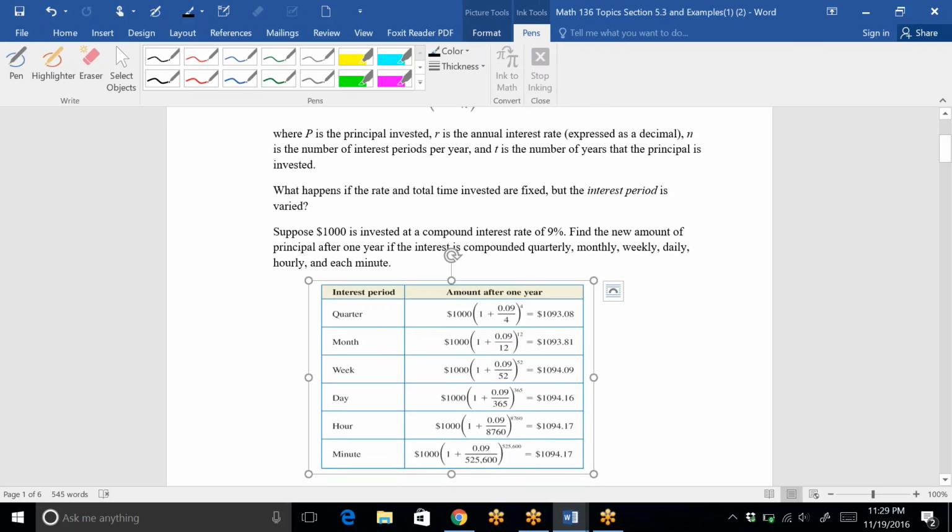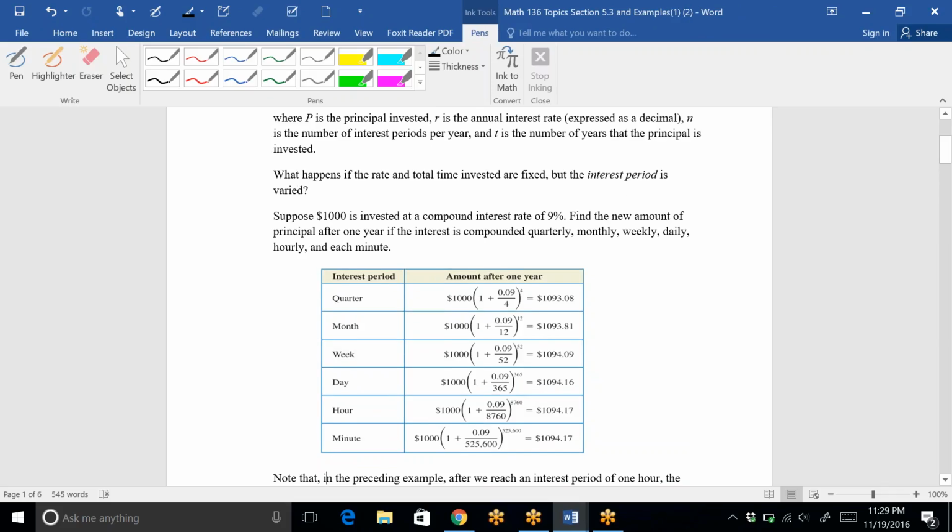The question becomes, what if the rate and the total time investment are fixed, but the interest period is varied? In other words, what if they compound this more and more and more and more and more? So here's an example, compounding quarterly, monthly, weekly, daily, hourly, and every minute. You'll notice that as this happens, this number is not changing drastically, and at a certain point, the changes happen so far out in the decimal that you see no relative change money-wise.